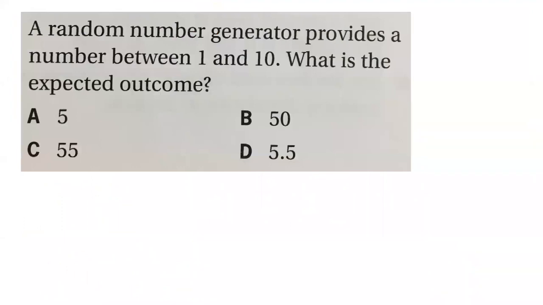A random number generator provides a number between 1 and 10. What is the expected outcome? Okay, here it gives you a random variable. And it asks you to calculate the expected outcome, which means the expectation of this random variable, right? Okay, I'll leave you 2 minutes to solve this question.